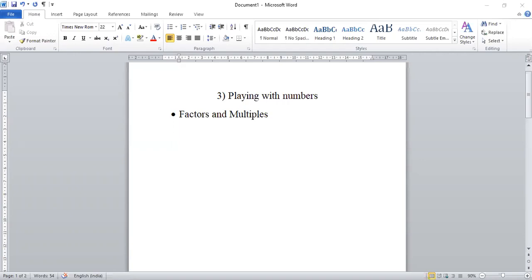So in mathematics, we are finished with our first two chapters. Now we'll start with the third chapter, that is Playing with Numbers. In that, we'll see the first topic, that is factors and multiples.